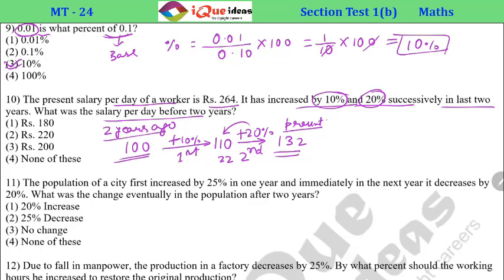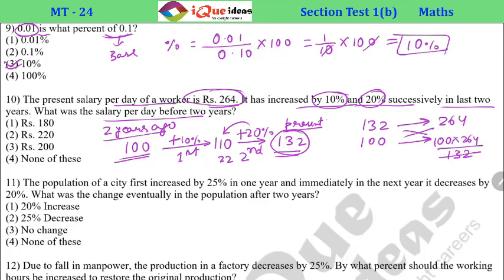But what is the question? The question is asking, the present salary is given 264, right? So if 132 is equivalent to 264, then how much will 100 be equivalent to? So you can use cross multiplication. 100 into 264 divided by 132. So 132 cancels 264 2 times. 2 into 100 is 200. Right? So the value 2 years ago was 200 rupees. That was the salary. So third option is the correct answer.